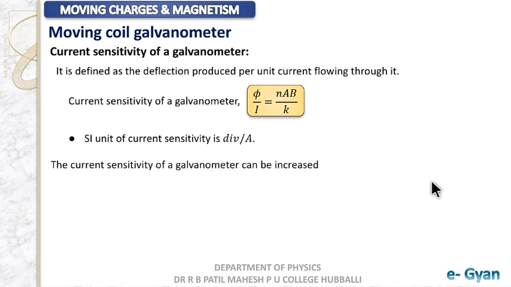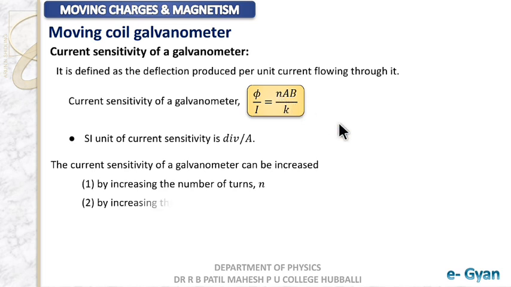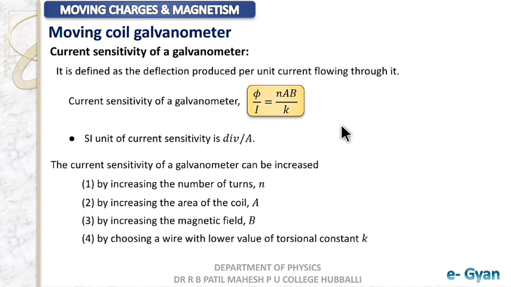Now we can increase the sensitivity of the galvanometer by increasing the following quantities. By seeing this expression, we can figure out what those quantities are. By increasing the number of turns, we can increase the current sensitivity. Also by increasing the area of the coil, and also increasing the magnetic field, that is the uniform radial magnetic field, or by decreasing the value of the torsional constant. In this way we can increase the current sensitivity of the galvanometer.